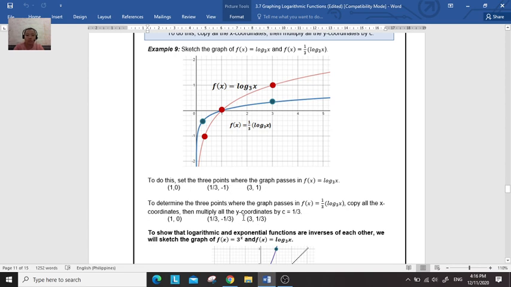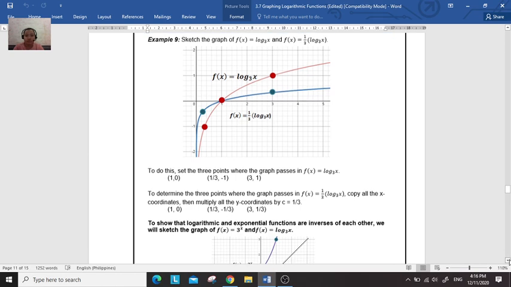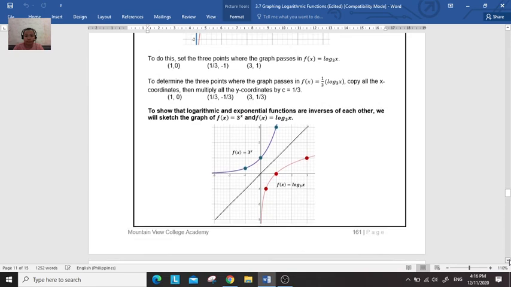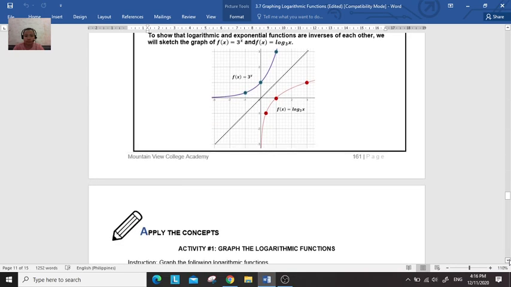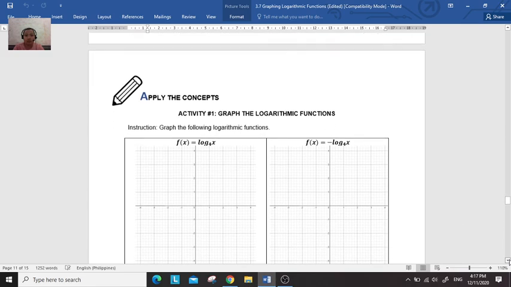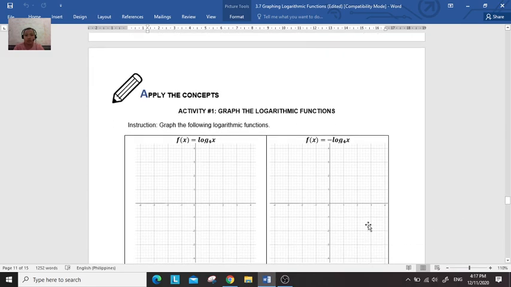So we are going to plot these points, and after plotting, we can now create a graph of f of x is equal to 1/3 times log of x base 3. Okay, so we are now ready to apply the concepts. Activity number 1, graph the logarithmic functions.